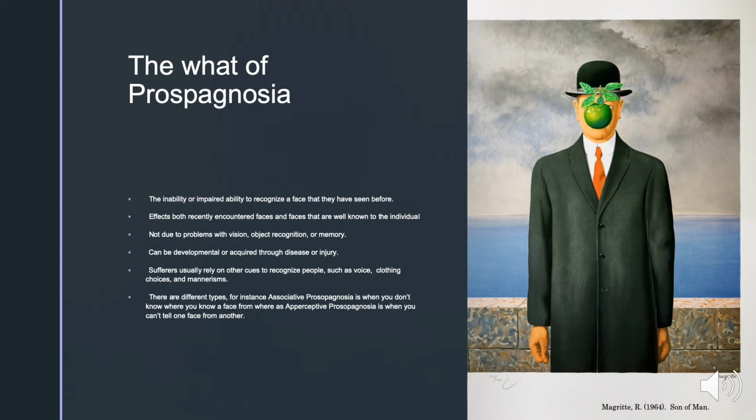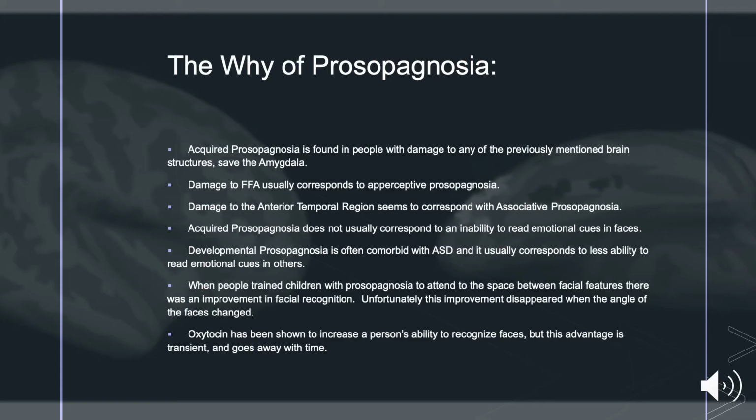There are different types of prosopagnosia. For instance, there's associative prosopagnosia, and that's when you don't know where you know a face from, and there's apperceptive prosopagnosia, which is when you usually have trouble telling one face from another. A person with apperceptive prosopagnosia might not even be able to judge somebody's age or gender.